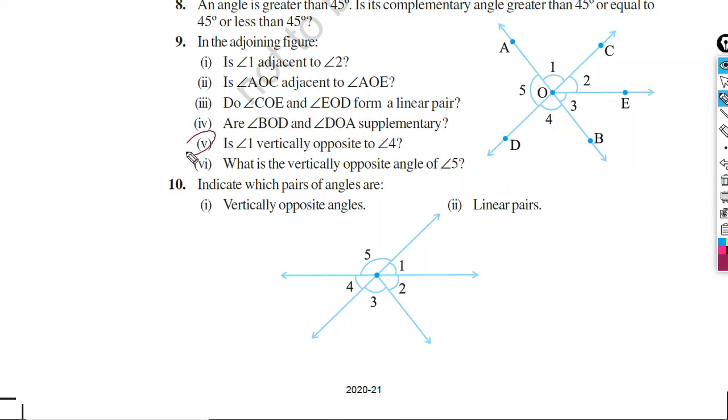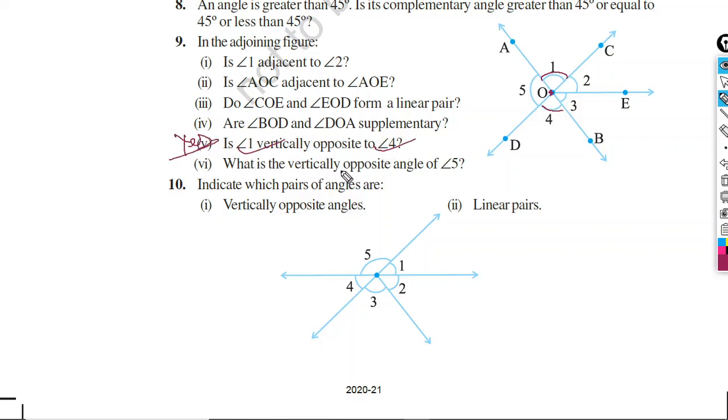Now question number B, is angle 1 vertically opposite to angle 4? You can see angle 1 and angle 4, yes, they are vertically opposite angles. Why? AB and DC are two lines, they are intersecting at point O, and the vertically opposite angles are angle 1 and angle 4. So the answer will be yes.